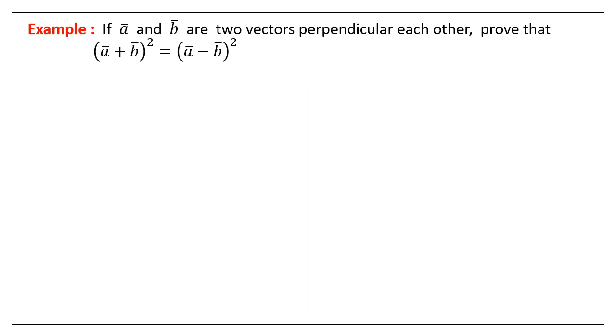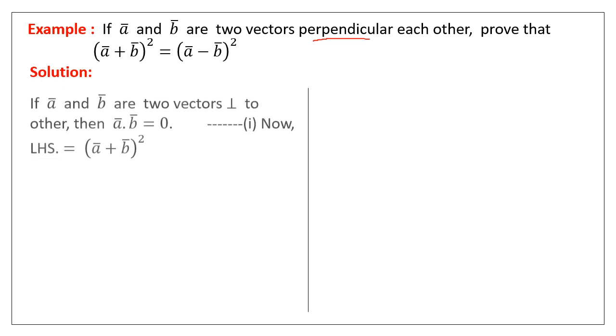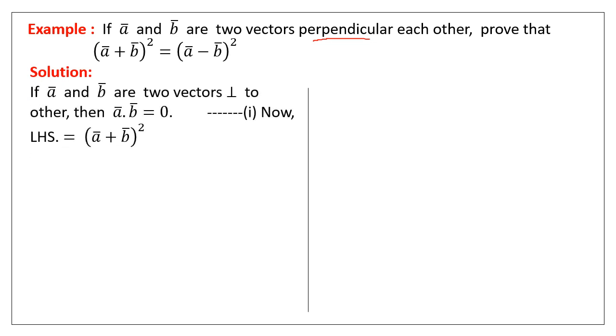Example: if a bar and b bar are two vectors perpendicular to each other, then prove that (a bar plus b bar) square equals (a bar minus b bar) square. Solution: if two vectors are perpendicular, then we have a bar dot b bar equals 0, that we have seen above. Now consider our LHS equals (a bar plus b bar) square.